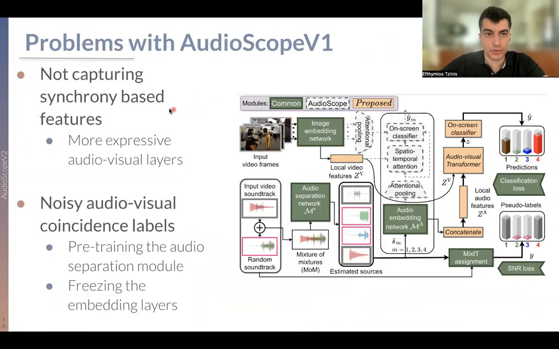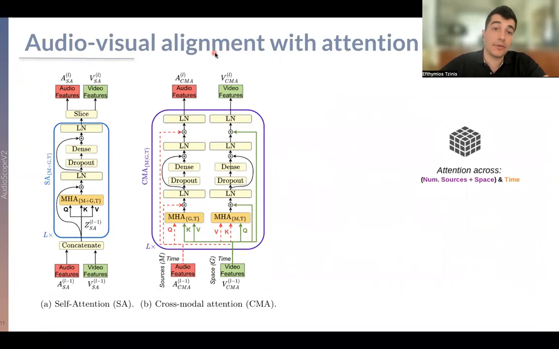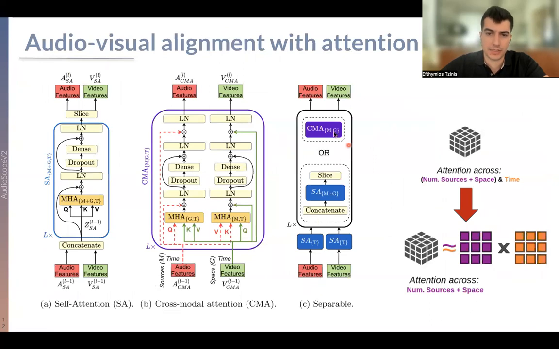We identify and try to solve the problems of the previous state-of-the-art AudioScope V1 model, which was not able to capture synchrony-based features, and this is why we propose the new audiovisual transformers and more expressive audiovisual attention layers. We also identify the problem of noisy audiovisual coincidence labels, and this is why we train the audio separation network and also freeze the image and the audio embedding networks. For the audiovisual attention, we propose novel layers with self-attention and cross-modal attention, as well as a separable variation of each of those layers that significantly reduces the computation overhead by factorizing the attention across the axis along which attention is performed.